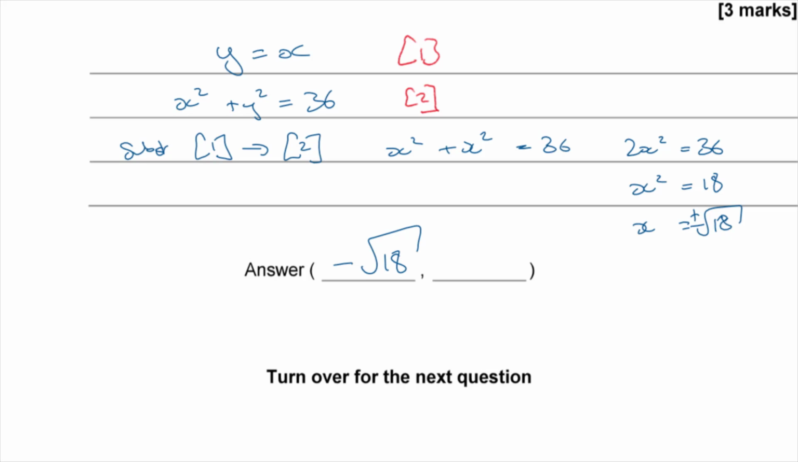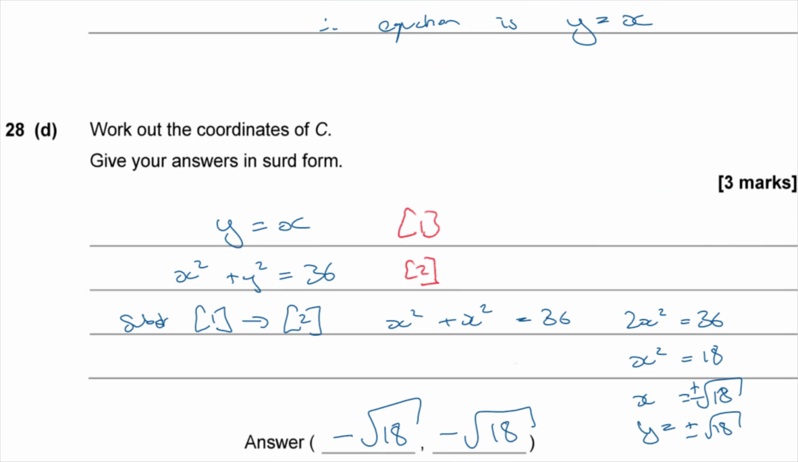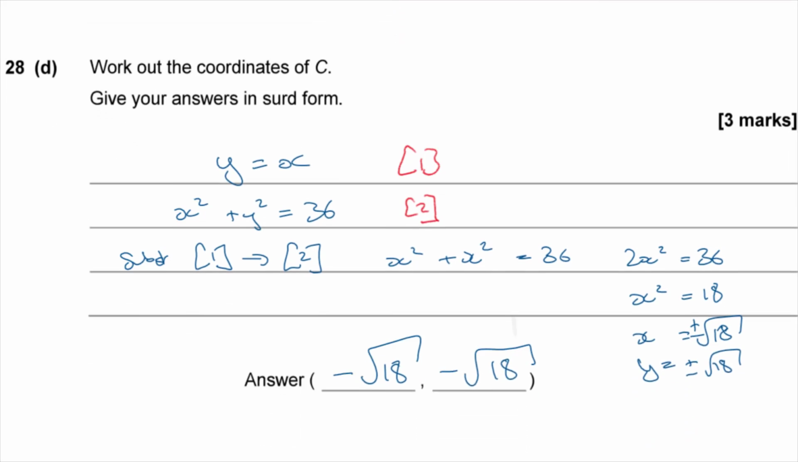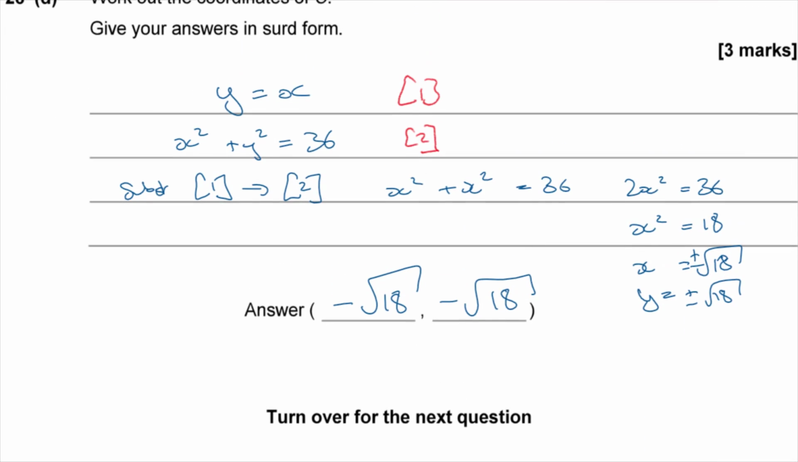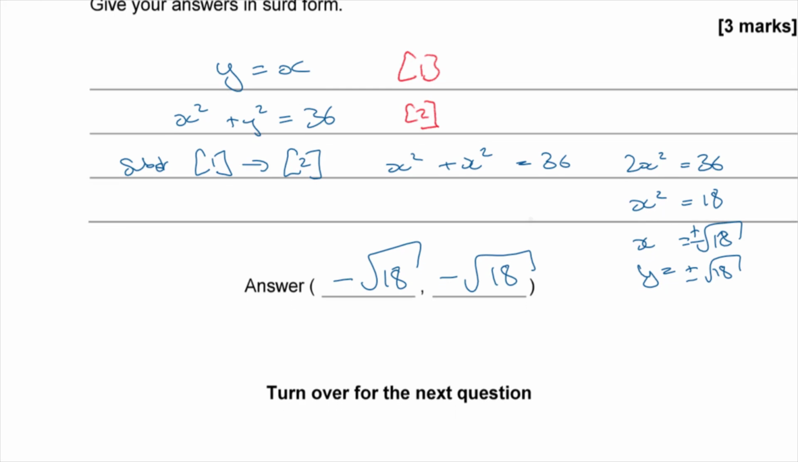And then what is the coordinate of y? Well, y is equal to x, so it's going to be minus root 18 again, isn't it? So y is also equal to that. Okay. Just checking, it doesn't tell us to put it in its simplest form, so there's no point in cancelling that down. Minus root 18 is good enough.